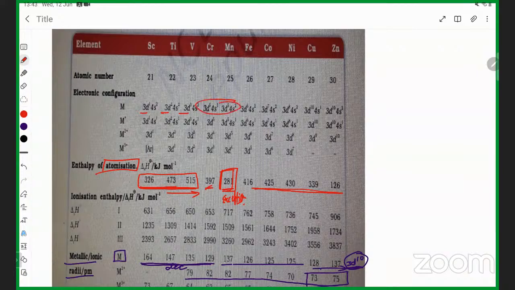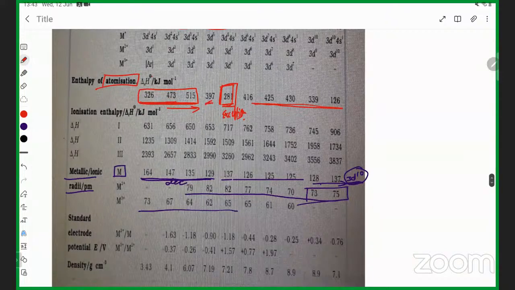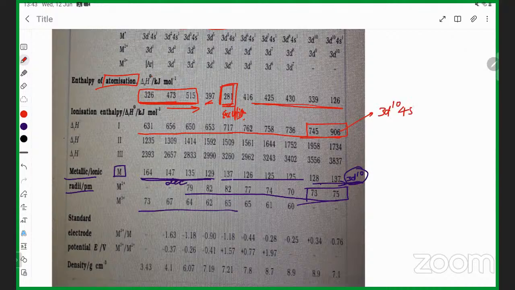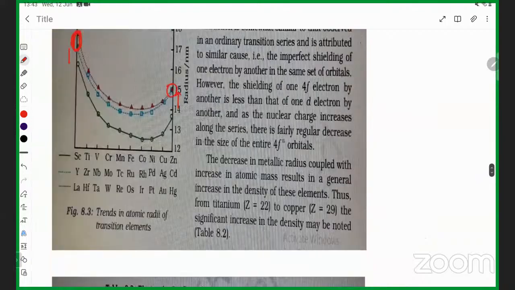Ionization enthalpy, you see. What is happening? 631, 656, 650, 653, 617, 762, 758. They are going to increase. But the change from copper to zinc is very high, 745 to 906. The reason is stable configuration. It is difficult to remove an electron from a stable configuration. Therefore, zinc has the high ionization energy. We will cover this ionization energy later.